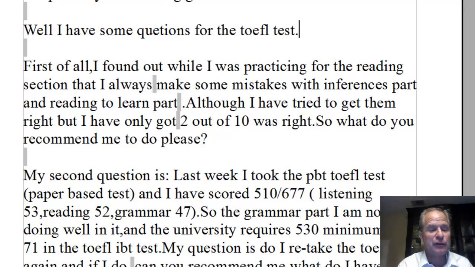I have about 1,600 subscribers, so I'm sure there are other students who might also have a similar question to what you have right now. So you say, I have some questions for the TOEFL test. First of all, I found out while I was practicing for the reading section that I always make some mistakes with inferences. The part in the reading to learn part. Although I have tried to get them right, I only got 2 out of 10 on that part of the test. So what do you recommend I do, please?